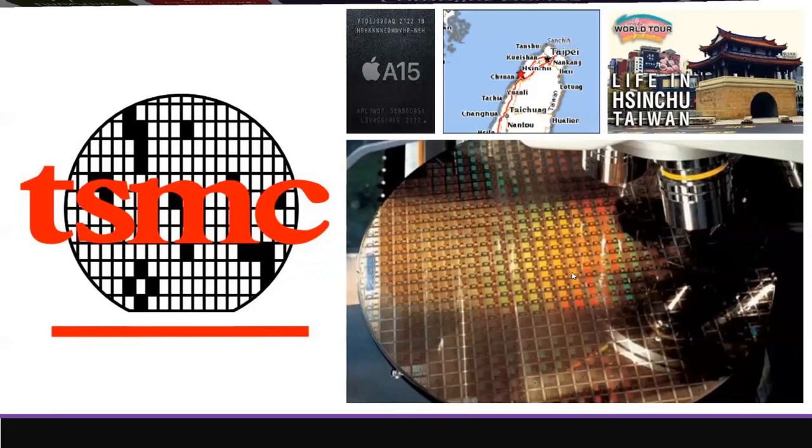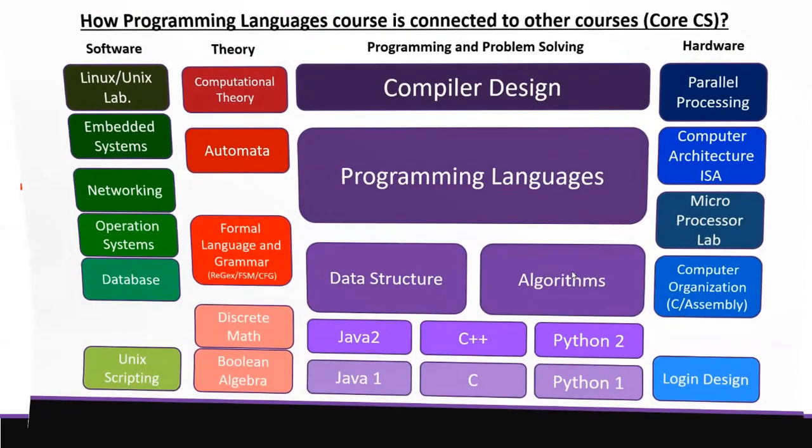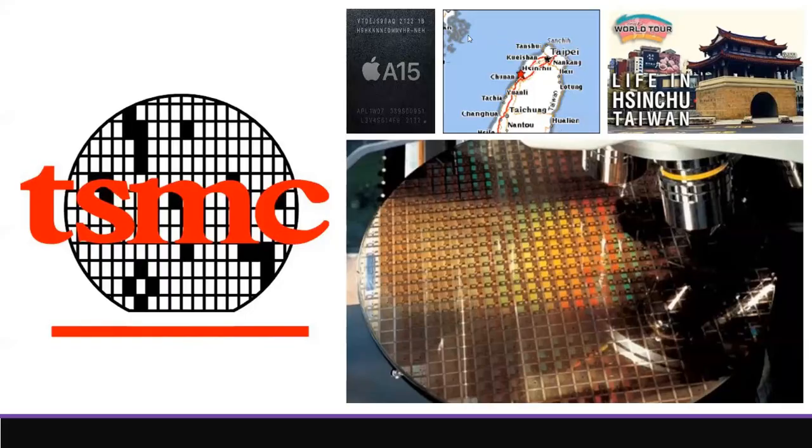Where I was born in Taiwan, my hometown, probably not that famous, but very important. It is the Hsinchu of Taiwan. It's actually in northern Taiwan, near Taipei. My university is National Taiwan University, the number one university in Taiwan. It is in Taipei, but my hometown is in Hsinchu.